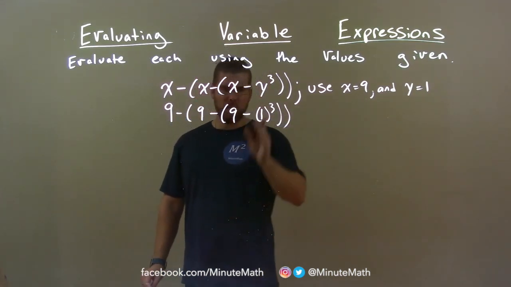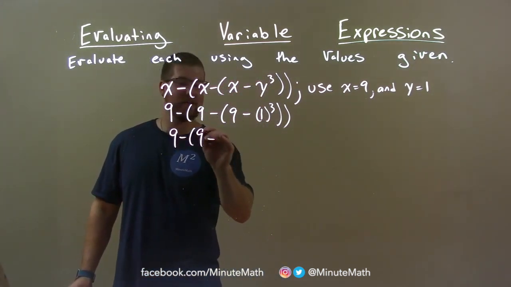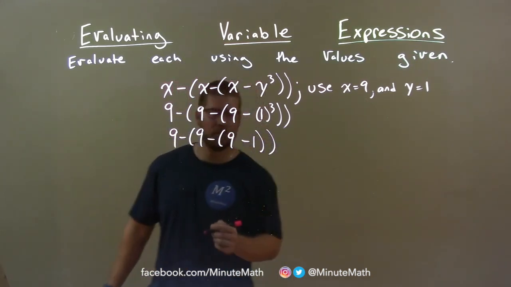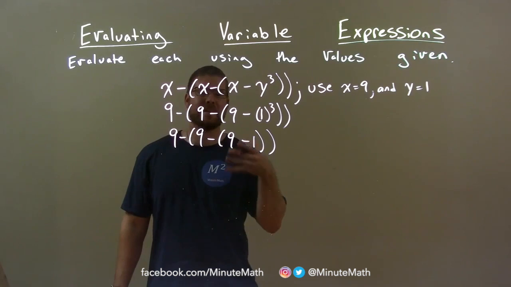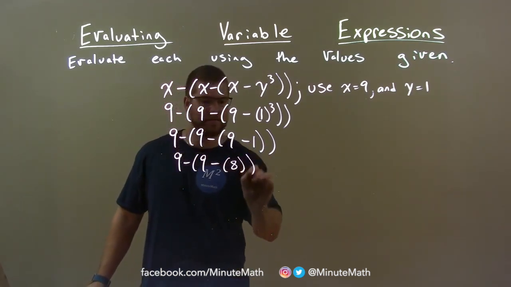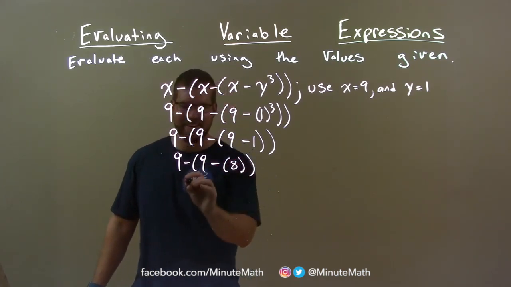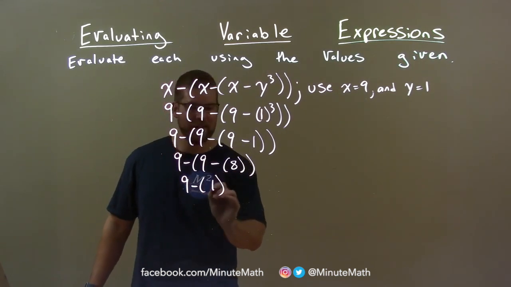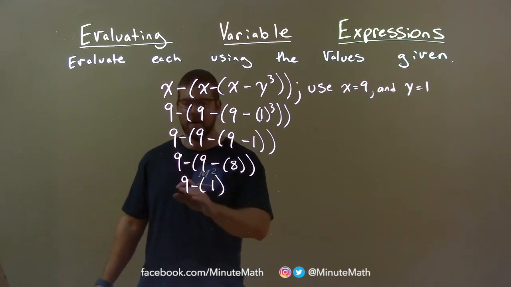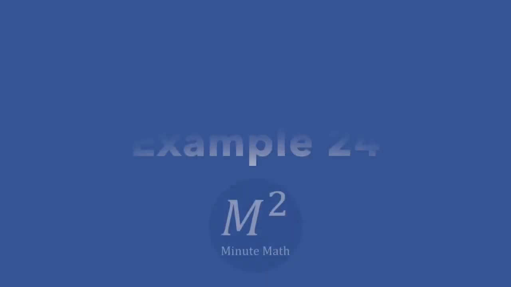Now we simplify. Well, 1 to the third power is just 1. So 9 minus 9 minus, 9 minus 1 here, okay? Most inside parenthesis, 9 minus 1 is 8. 9 minus 9 minus 8. Now, 9 minus 8 is back to 1. So we have 9 minus 1 here, okay? Remember, 9 minus 8 being 1. Now, what's left? 9 minus 1 is just 8, and so 8 is our final answer.